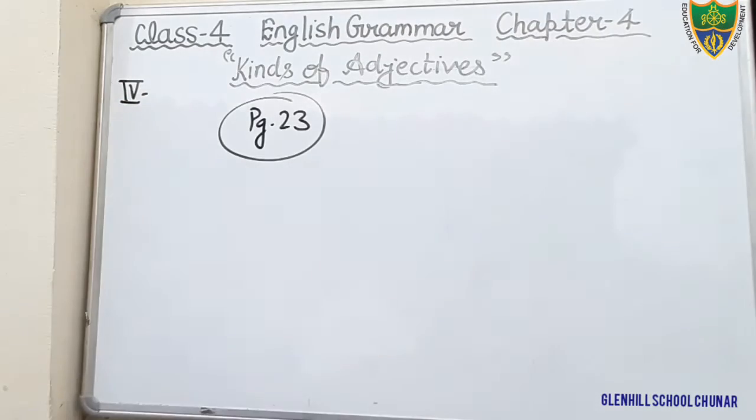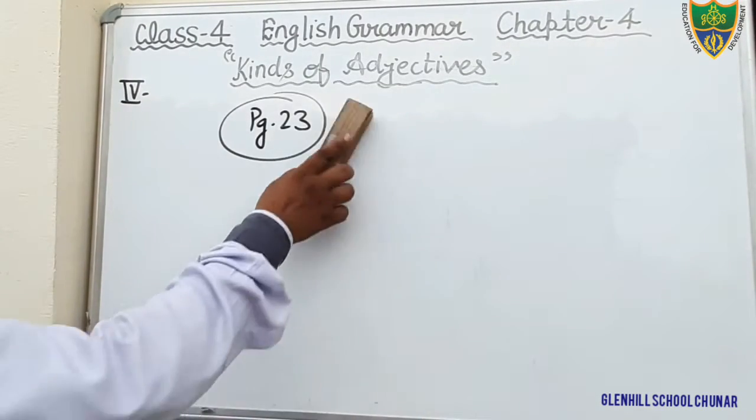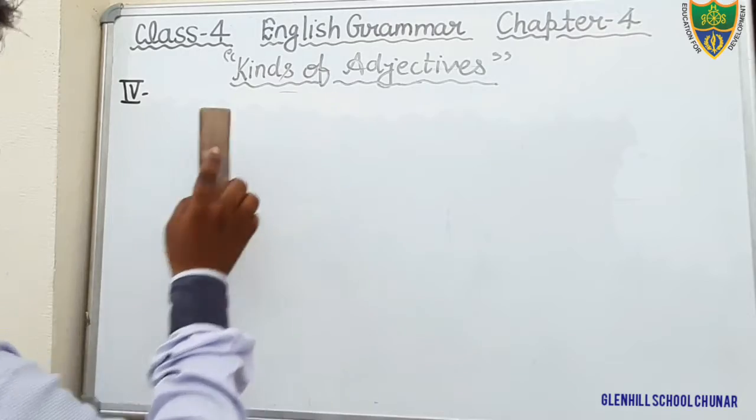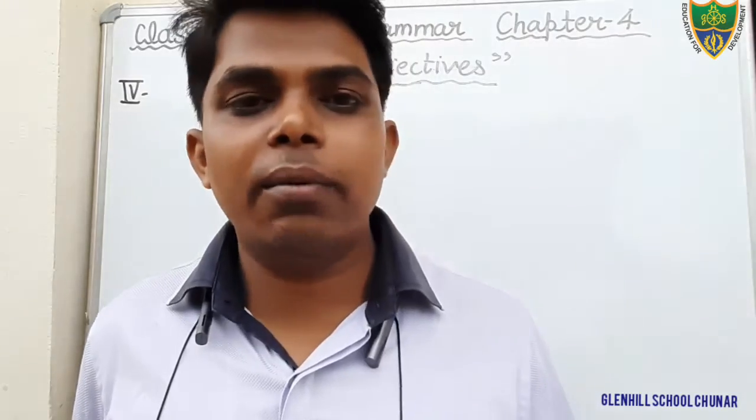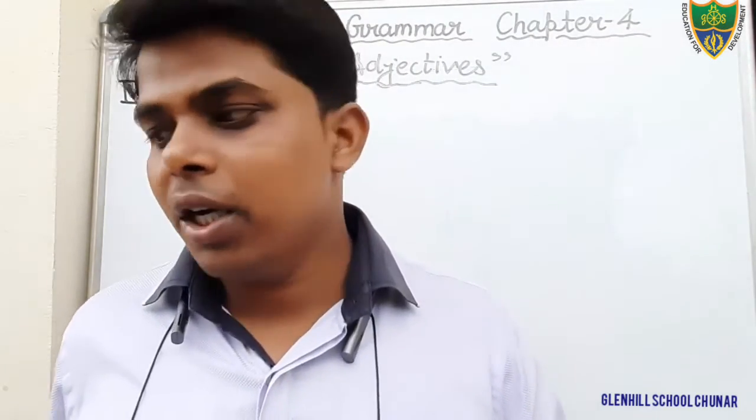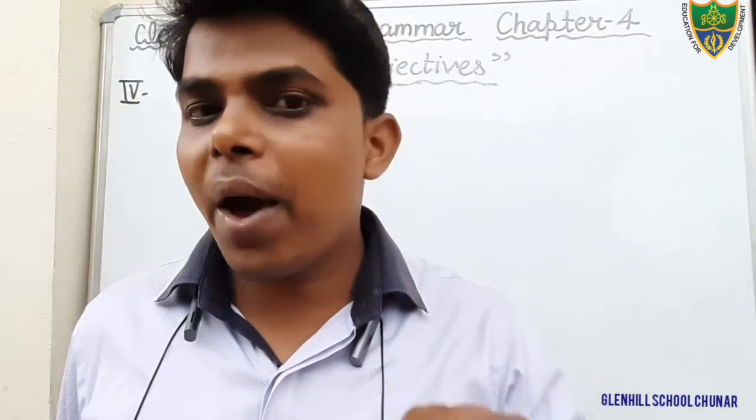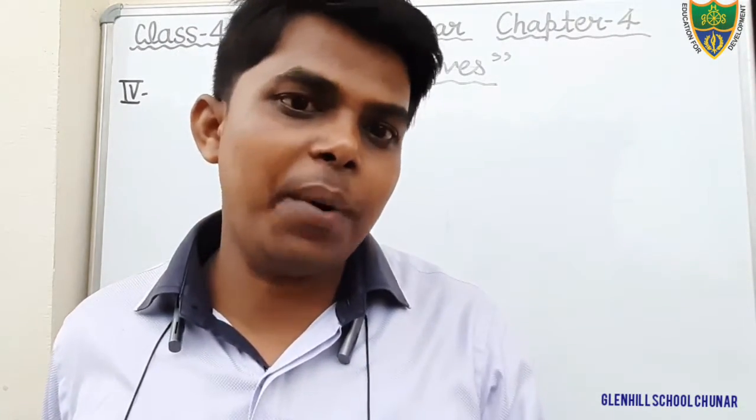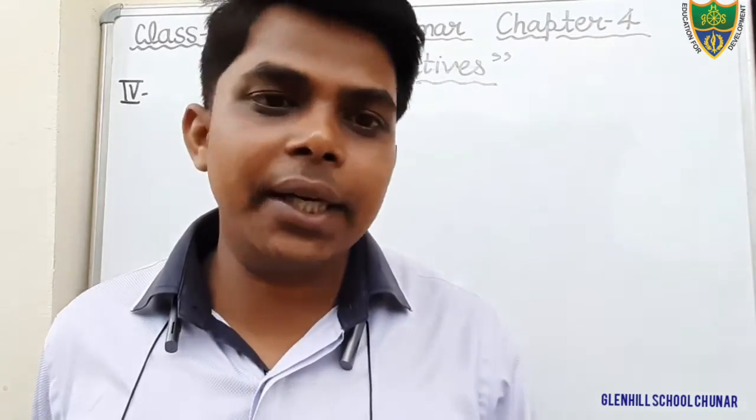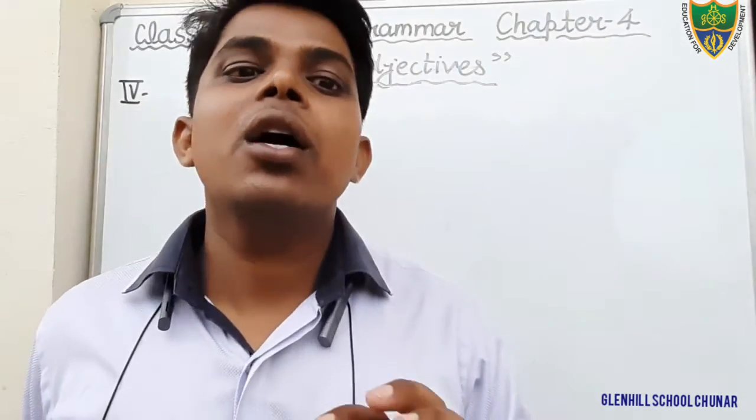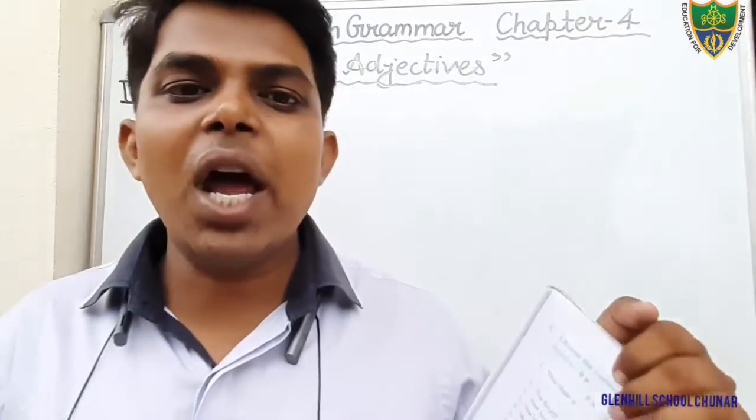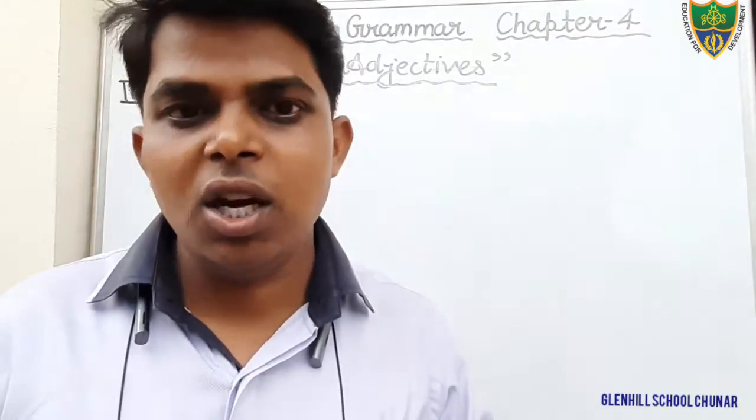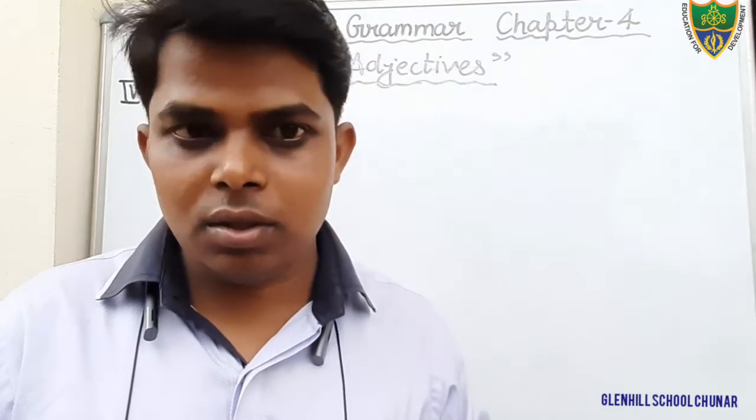In exercise number 4, just see in your book, what is given here? Choose the correct option from the brackets and fill in the blanks. Here you have to choose the correct option. In this question the comparison of adjective, the degree of comparison, is given, and a helping box is also given. You have to select the appropriate words from the helping box and fill in the blanks.